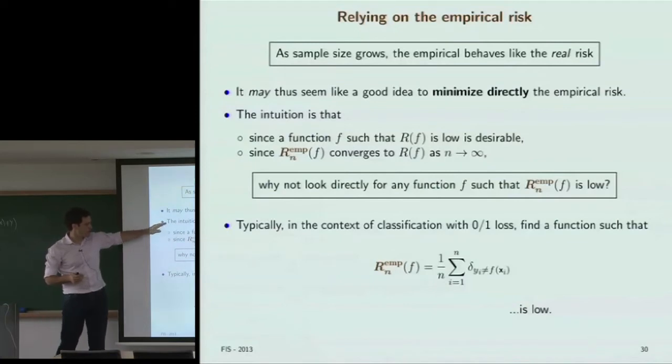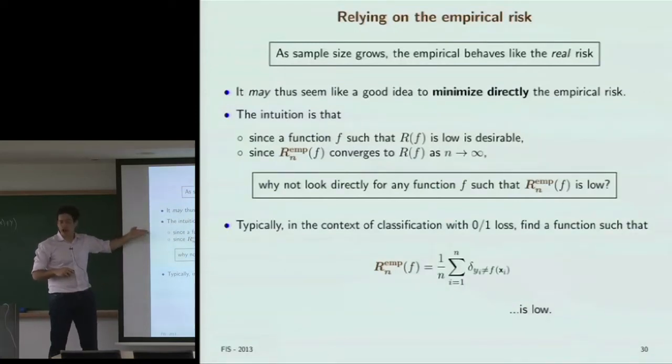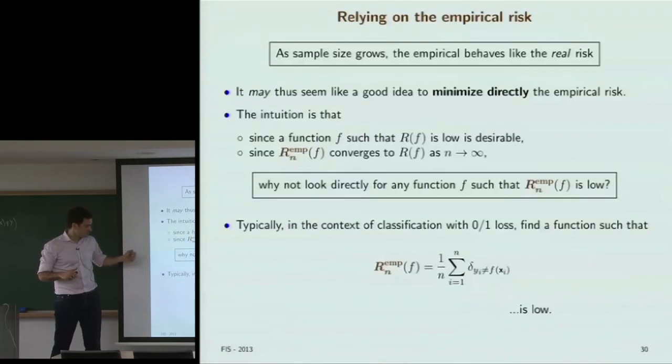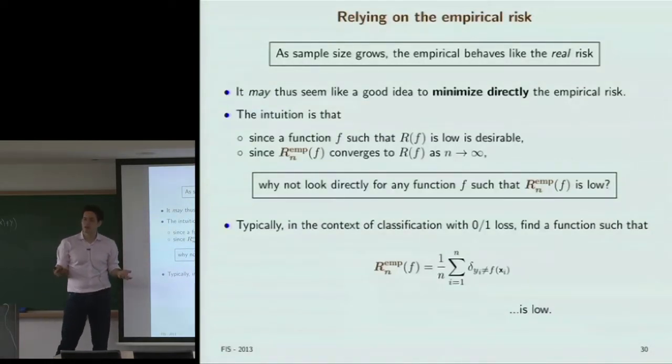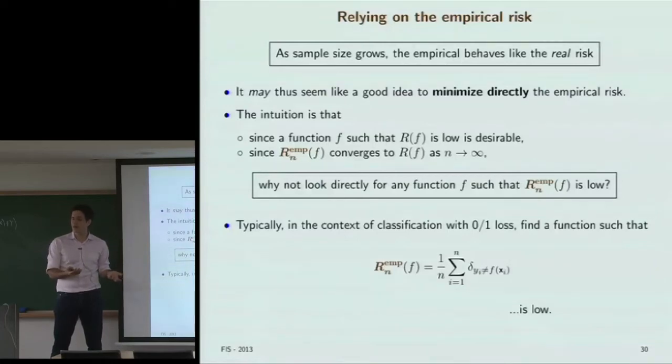So the intuition is that since it's good that R of f is low, and since the empirical risk converges to the real risk with n going to infinity, if we have, let's say, 10,000 points, maybe it's a good idea to minimize the empirical risk directly.